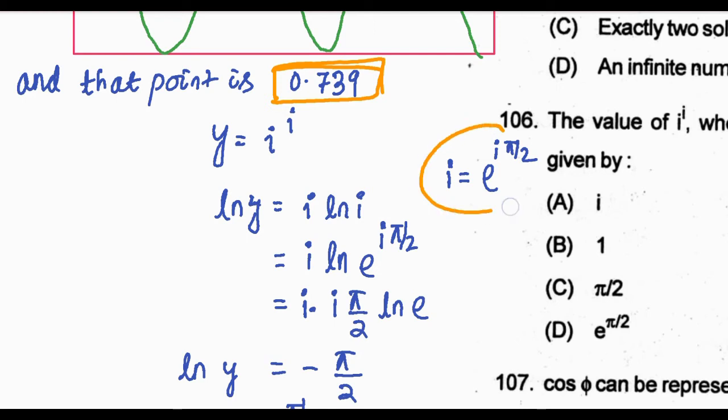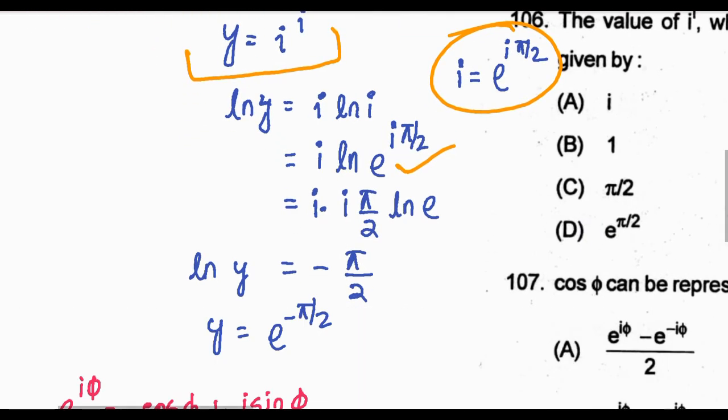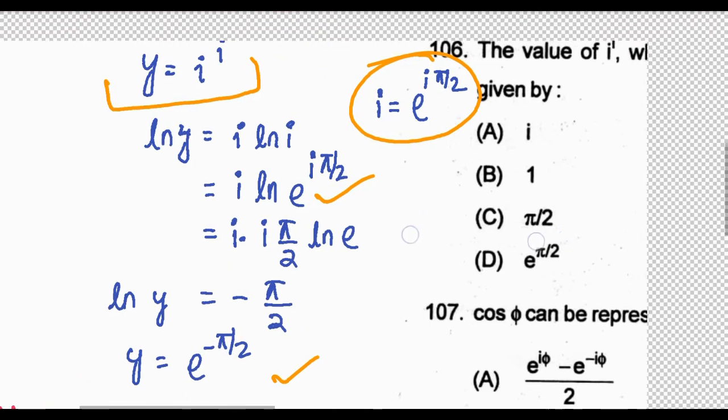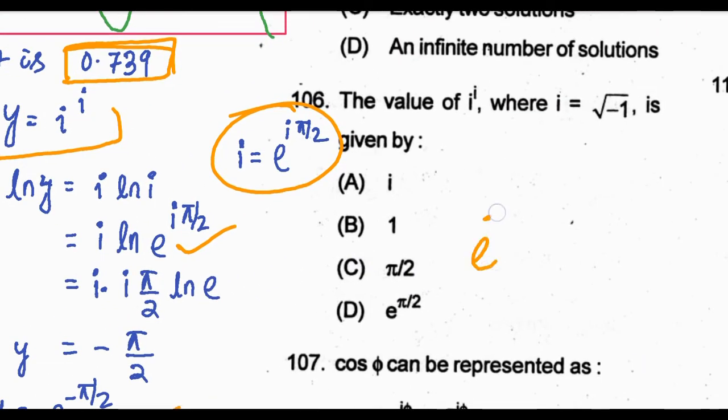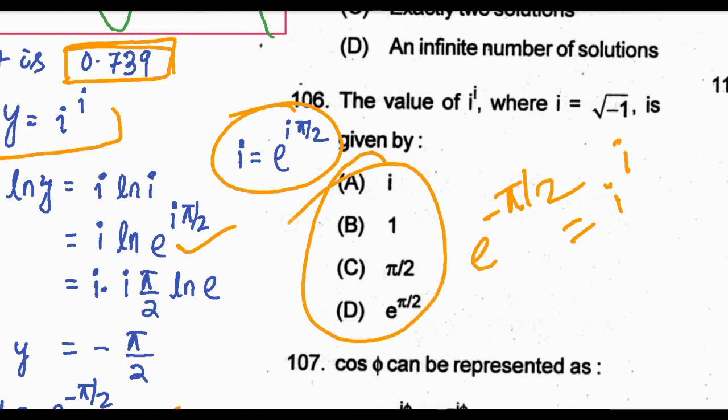So i can be represented like this. If I take ln, that means log of both sides, we will get ln y is equal to i ln i, and I have put the value of i, so it will be i into i pi by 2 ln e, and ln e is equal to 1, and i into i is equal to minus 1. So ln y is equal to minus pi by 2. So y is equal to e to the power minus pi by 2. So the answer is e to the power minus pi by 2, which is equal to i to the power i, and here no option is given.